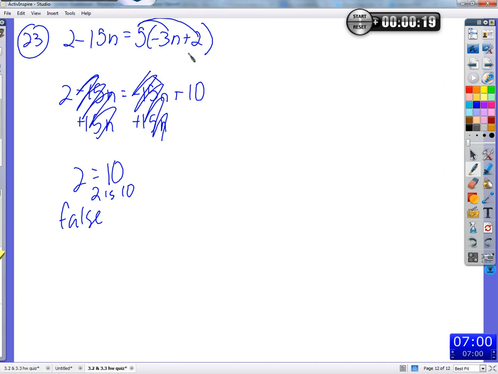We used the distributive law. We added 15n to both sides, which is completely legal to do. With the 15n's, all of the variables get eliminated, and we come out with 2 equals 10, which will never be true. No matter what you put in for n, 2 has to be equal to 10, which it cannot be. Okay? It's false. So how many solutions are we going to be able to find? None. No solutions.